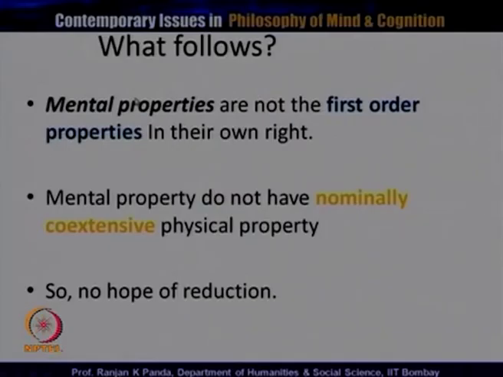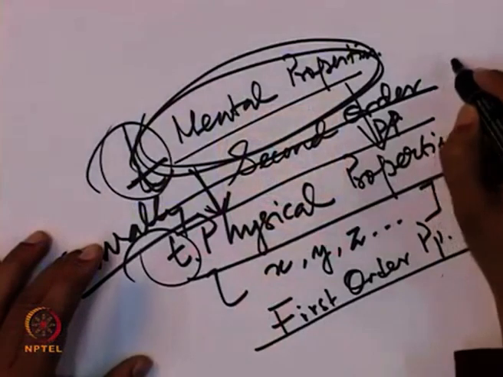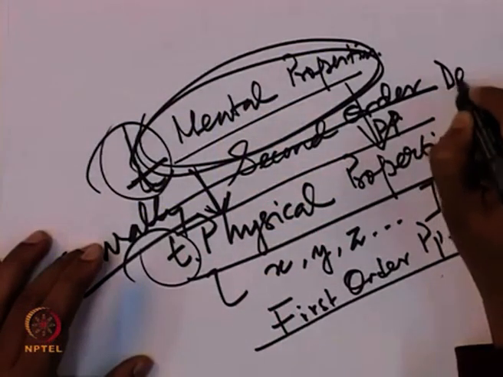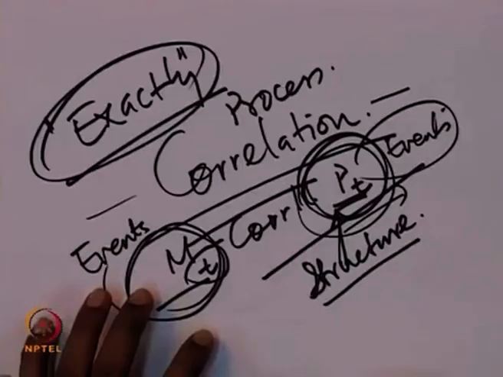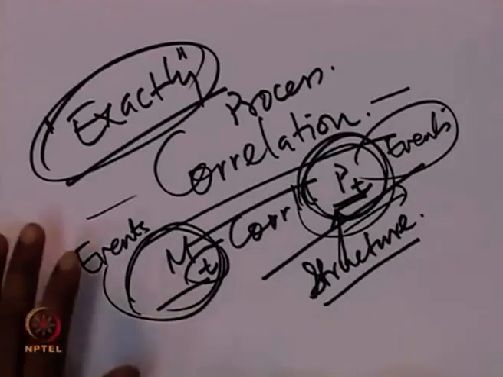So, what follows from this is that mental properties are not first order properties in their own right. Second, mental properties do not have nominally coextensive physical properties. Third, so no hope of reduction. If you say that this causal relationship is not a defined relationship, we have not defined what kind of exact link there is, then we have no hope for reduction as well.